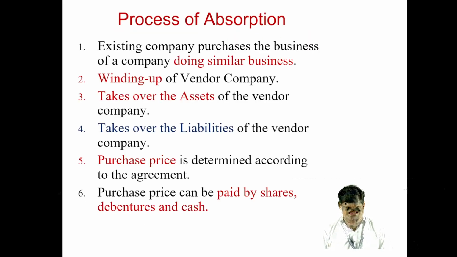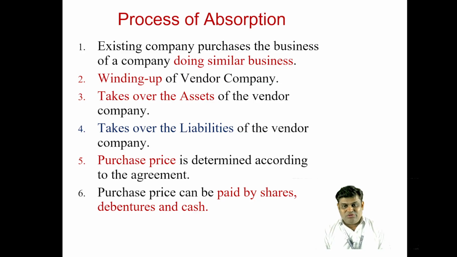Now exactly the process of absorption involves the below steps, which I have given on the slide. You can see there the step by step process is given. These steps are very simple. The first one is that the purchasing company and the vendor company decide the prices of the assets and liabilities, at what price the purchasing company will take the assets and liabilities. Then from the total assets, the total liabilities are subtracted as per the agreed prices.